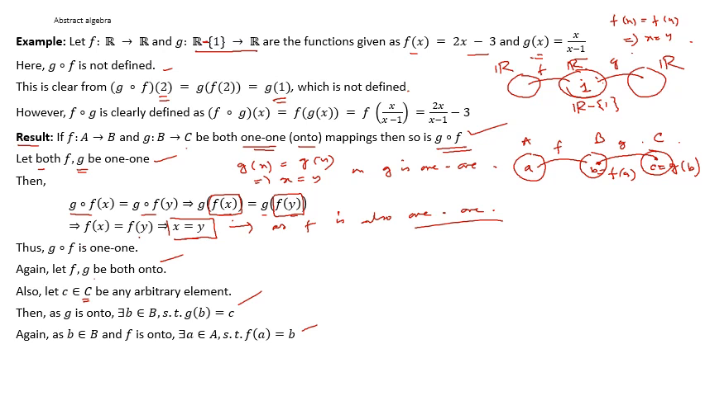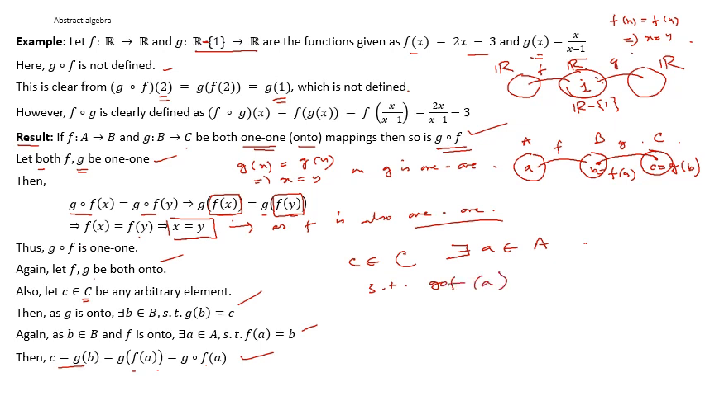this is because both f and g are onto, then c equal to g of b, but b equal to f of a, so this is g of f of a, that means gof of a, তার মানে given any arbitrary c belongs to capital C, there exists a belongs to capital A such that gof of a is equal to c. This clearly shows that gof is an onto mapping.